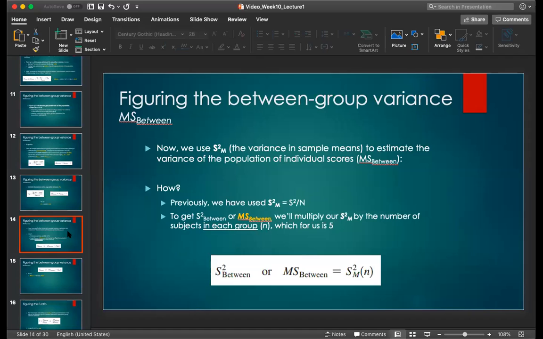So now we'll use this S squared of m, or the variance in sample means, to estimate the variance of the population of individual scores, or mean squared between. So previously we have used S squared of m equals S squared divided by n. So to get S squared between, or mean squared between, we will multiply our S squared of m by the number of subjects in each group. So little n, which for us is 5. So let's go back to Excel and do that.